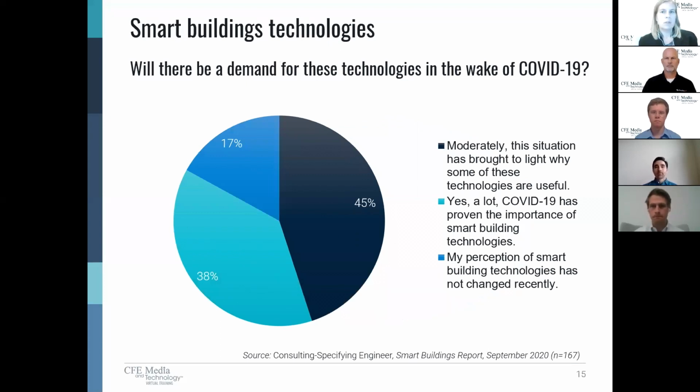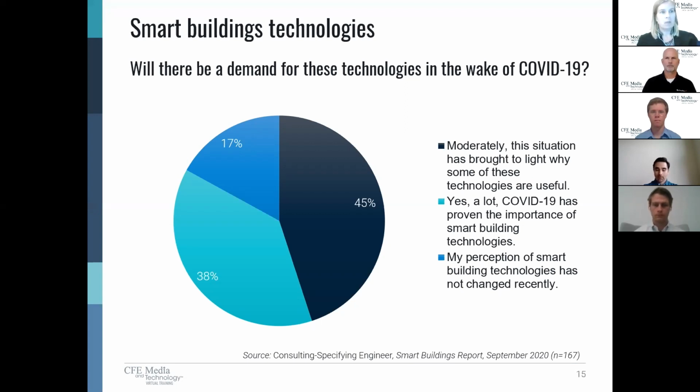And another question that we asked in this consulting specifying engineer research was, how is COVID-19, the current pandemic that's affecting everyone, making people think differently about smart buildings? And the research was kind of interesting because a lot more consulting engineers are considering smart building technologies in light of how it can help them and their clients and the facility managers deal with COVID-19 as the population returns to buildings, whether it's a manufacturing facility or a hospital or an office building.